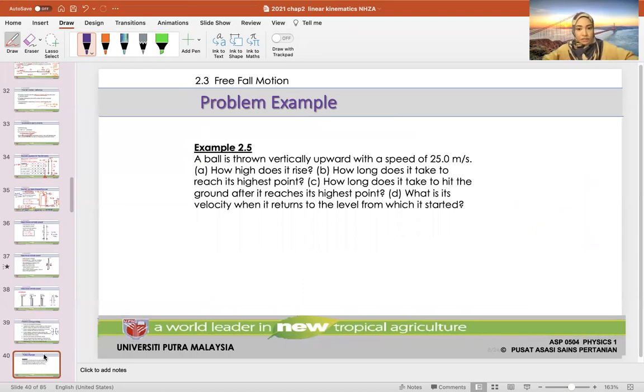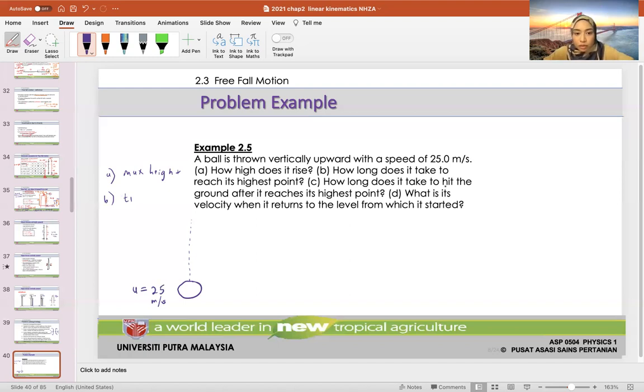A ball is thrown vertically upward with a speed of 25. So this is your ball and you throw it upwards and the initial velocity is 25 meters per second. How high does it rise? It's asking you the maximum height. That's the first question, A. And then B, how long does it take to reach its highest point? If we're breaking the free fall motion into two sections, we're going to call this T1. It's asking for T1, the time taken to reach the maximum height, up to here, how much time is needed.